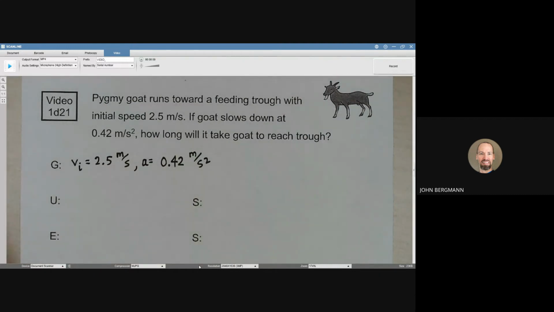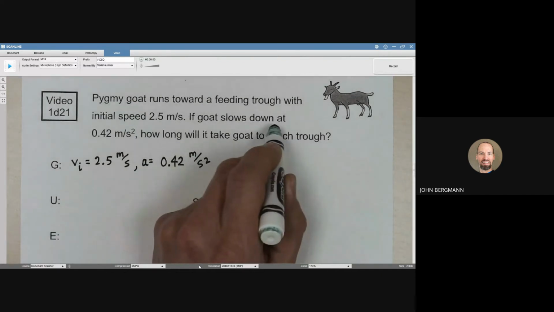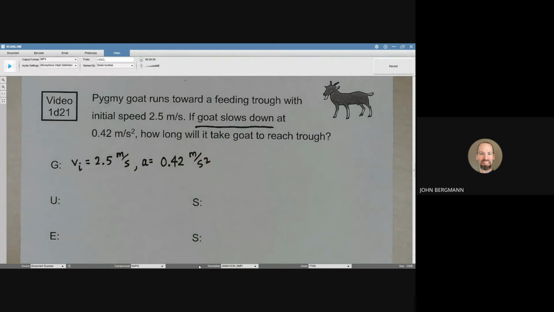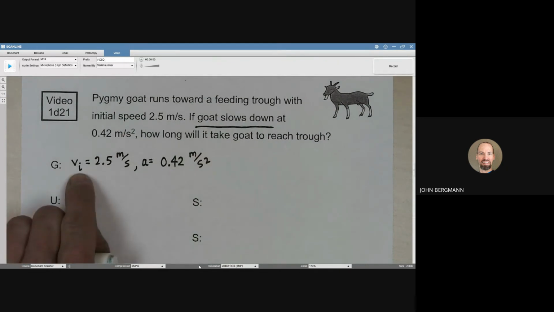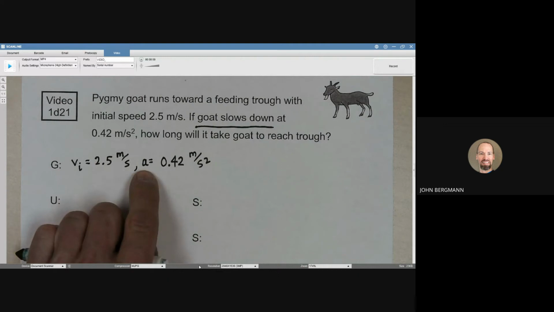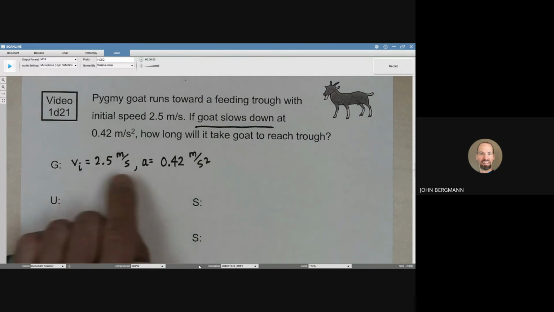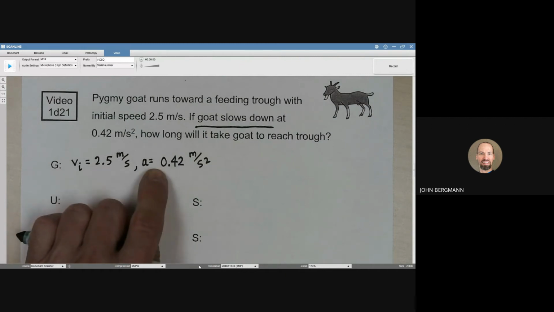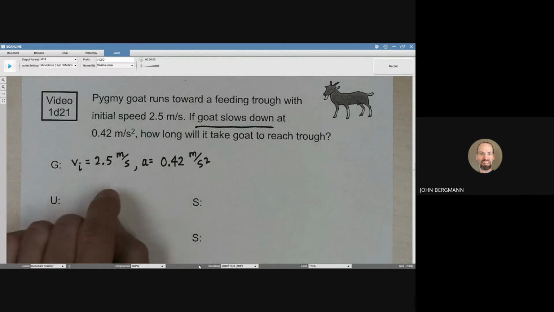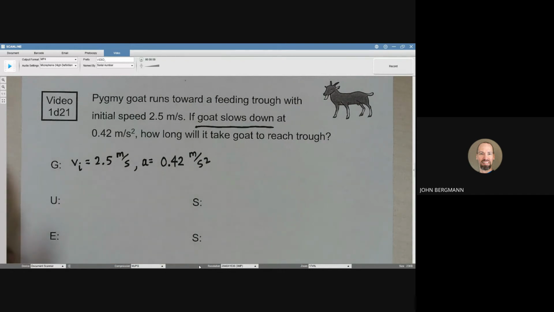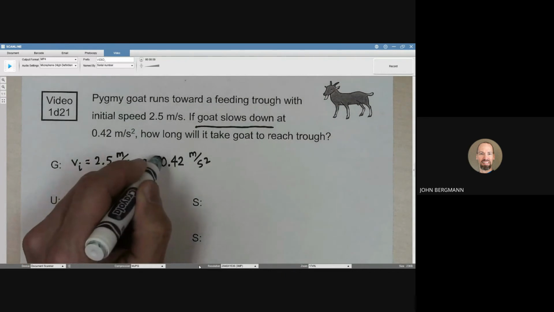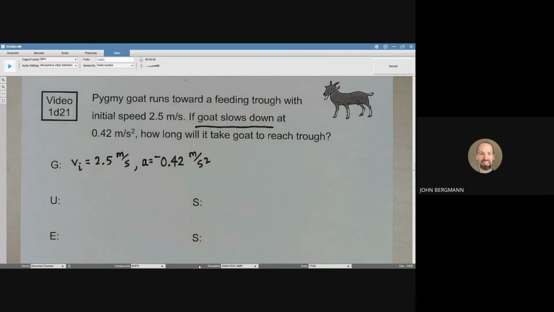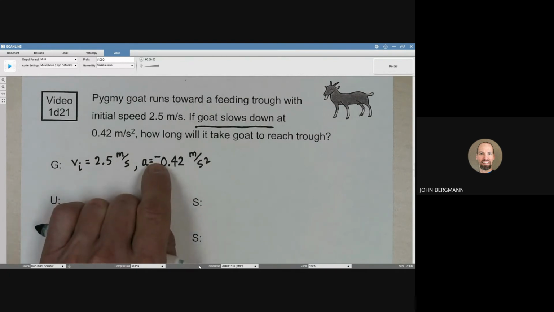Now, we need to be a little bit careful here, and here's why. We are told in the problem that the goat slows down, and anytime an object is slowing down, the sign of the velocity and the acceleration must be different from each other. So either this velocity has to be negative, or this acceleration has to be negative, and the other one positive. It doesn't matter which is which, but we have to make a decision. So I'm going to put a negative sign in front of that 0.42 meters per second squared. That negative sign came from our brain.